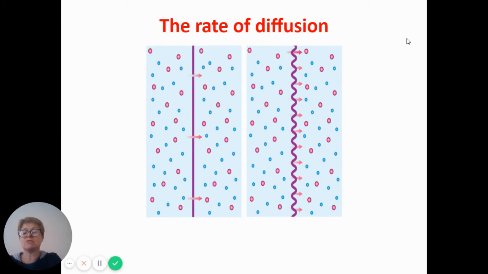Now in these pictures, we've got a flat cell membrane on the left-hand side picture, and then we've got a slightly folded cell membrane on the right-hand side. Now what that does is increase the surface area. Diffusion happens across cell surfaces, and the more surface we've got, the better. The quicker diffusion will happen if we've got a bigger surface area. So on the right-hand picture, we've got a larger surface area and diffusion happens more quickly.